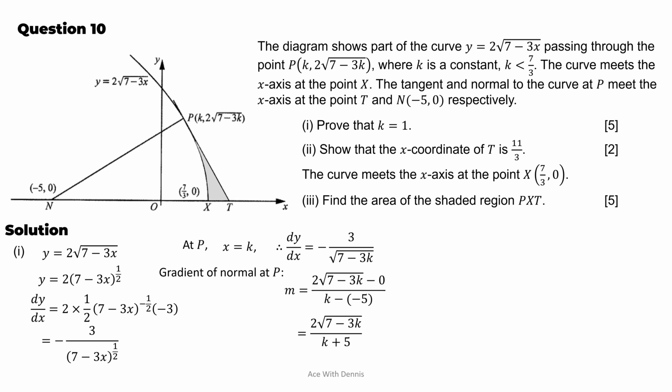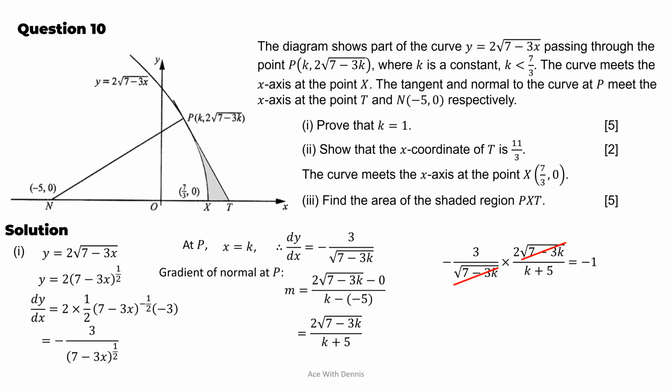So we simplify, we get 2 square root of 7 minus 3k over k plus 5. So we know that if you multiply the gradient of the tangent with the gradient of the normal, we get negative 1. So for this case, we get negative 3 over square root of 7 minus 3k times 2 square root of 7 minus 3k over k plus 5 equals negative 1.